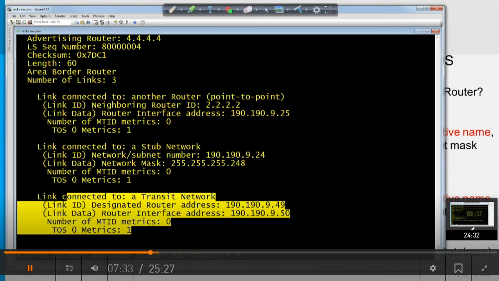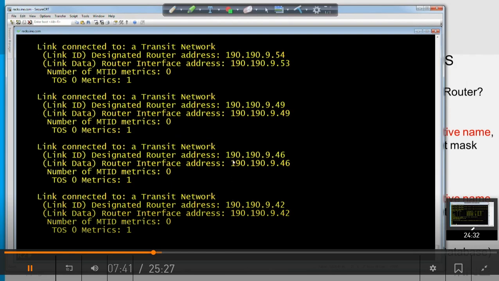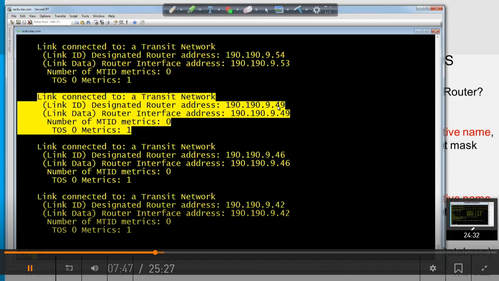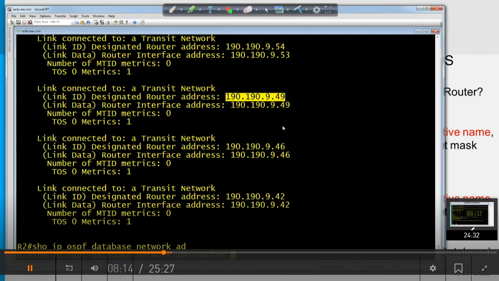Similarly, if we did that same thing for switch 3, same thing right here. All he gives is his IP address. No mention of the subnet mask. So this tells us who is the designated router. Oh, it's switch 3. Switch 3 is the designated router. So therefore, I know that switch 3 is the one who needed to create the type 2 network LSA. So I can do show IP OSPF database network from the advertising router of .49.